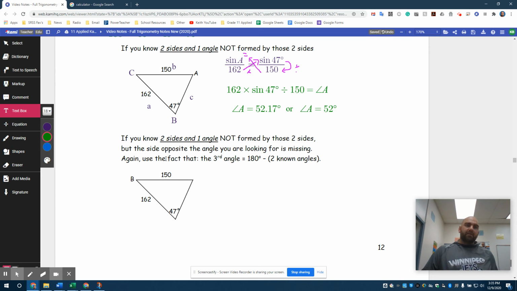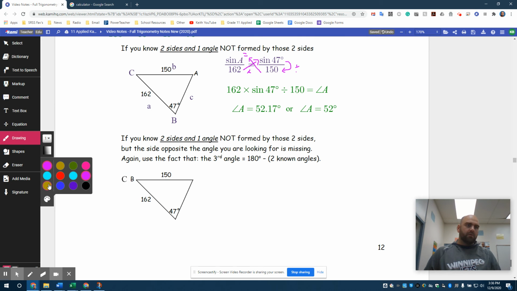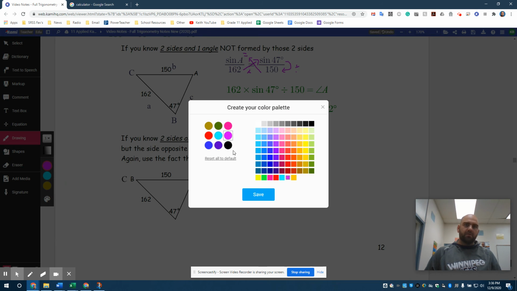All right, finally here, if we know two sides and one angle not formed by these two sides, just like we did on the previous one, but we are trying to find the missing angle. So in this case, I'm going to try to use the same letters. And I'm actually going to tweak this a little bit because I did it wrong. I'm going to call this big C again. We're using the exact same one, so I'm going to call that big C. I'm going to stroke off that this is B.